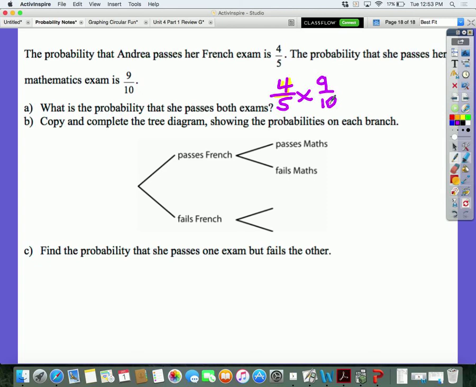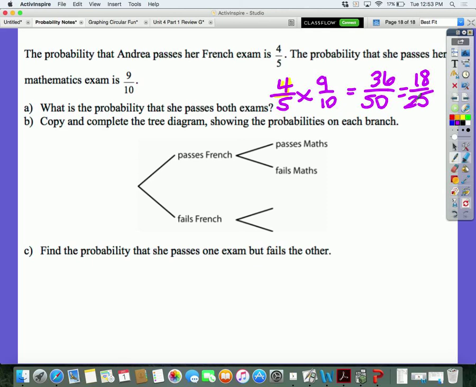Mathematically. Okay? So what is that? 81 over... 45. No. 36. No, it's 60. Okay, thank you. 36 over 50. What number is that? So 36 out of 50. And what does that reduce down to be? 18 over 25.